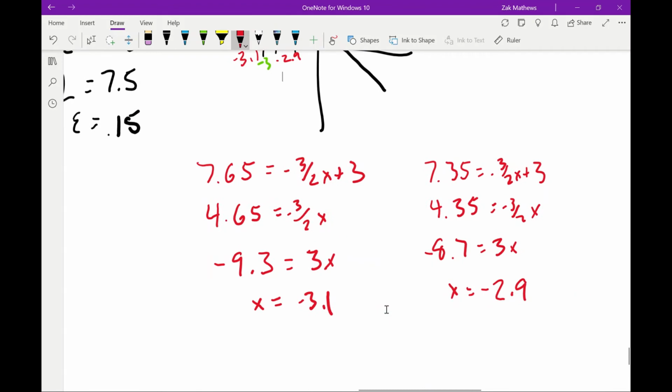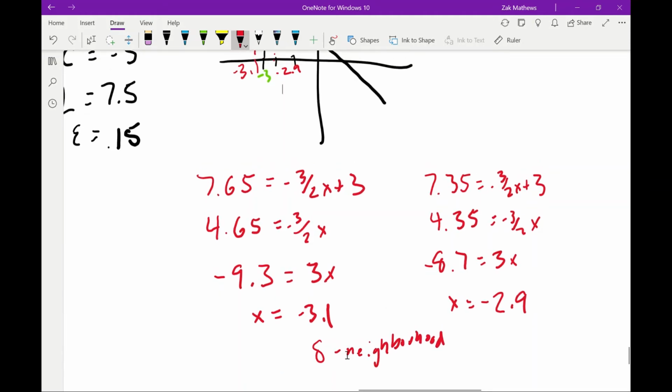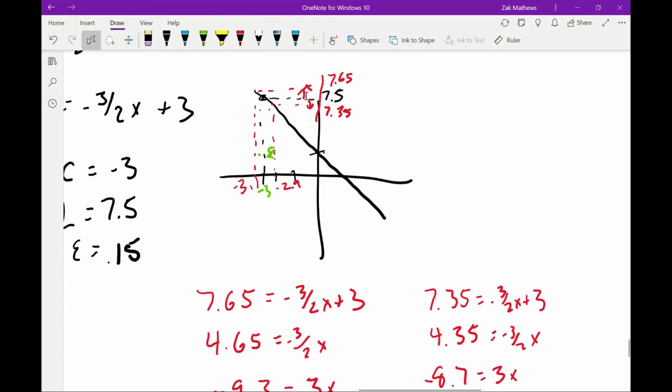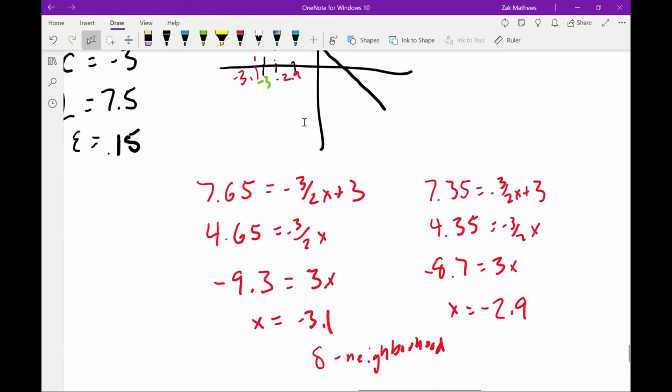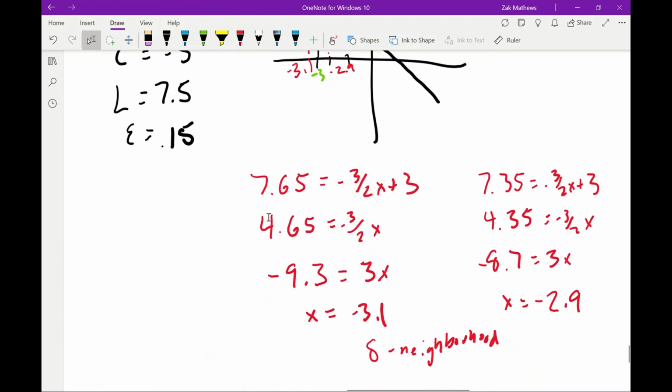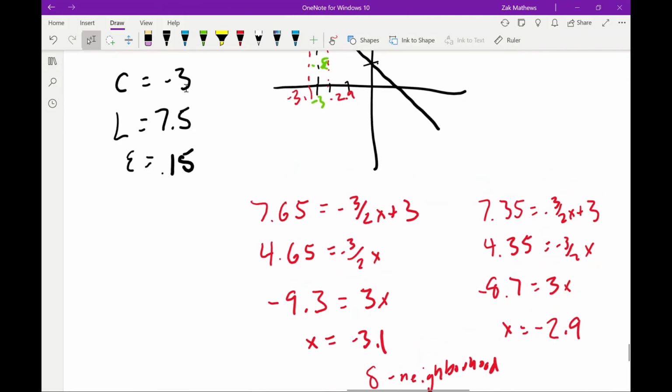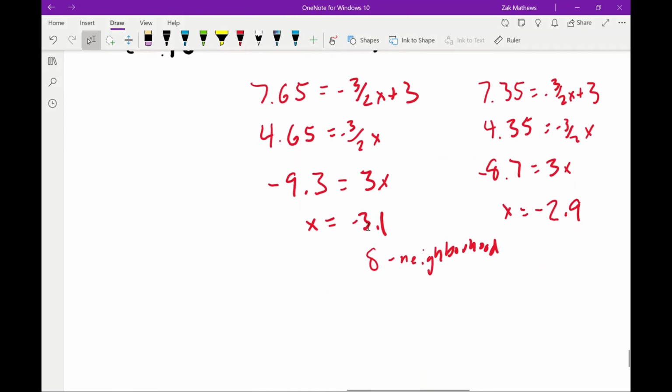So this is what we would call the delta neighborhood. The delta neighborhood are those x values that I would need to remain between in order to make sure that I don't exceed my epsilon. I don't go outside that allowed epsilon region. Not actually the delta that I wanted. The delta is how far I've strayed from the c value, which is the -3. So from -3 to -3.1, that's 0.1. From -3 to -2.9, that is also 0.1.